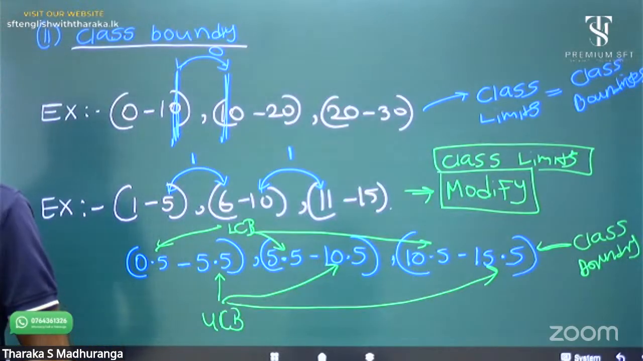That's the most important part of the group frequency distribution: how to convert a discrete group frequency distribution into class boundaries.